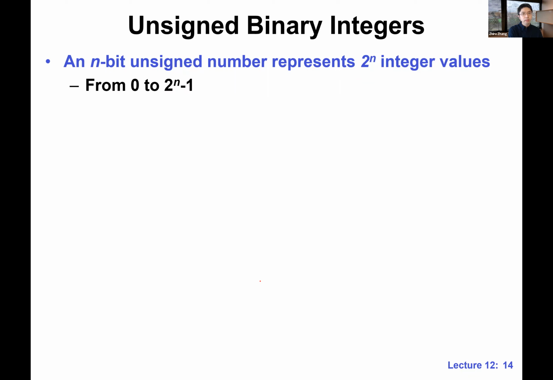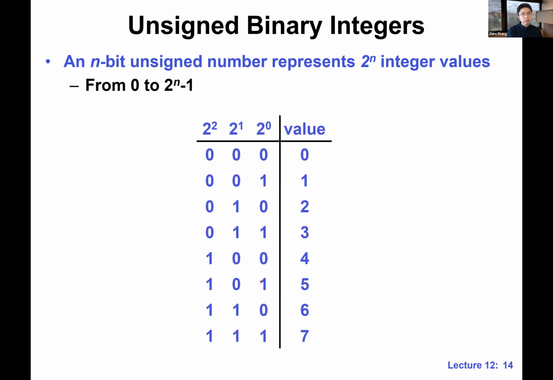We have been seeing these binary numbers a lot. But what we have defined so far is unsigned, right? So far we have never talked about how to represent negative numbers. For unsigned numbers, this is relatively straightforward. For a 3-bit binary value, we can represent up to 7. So this is the corresponding decimal value.